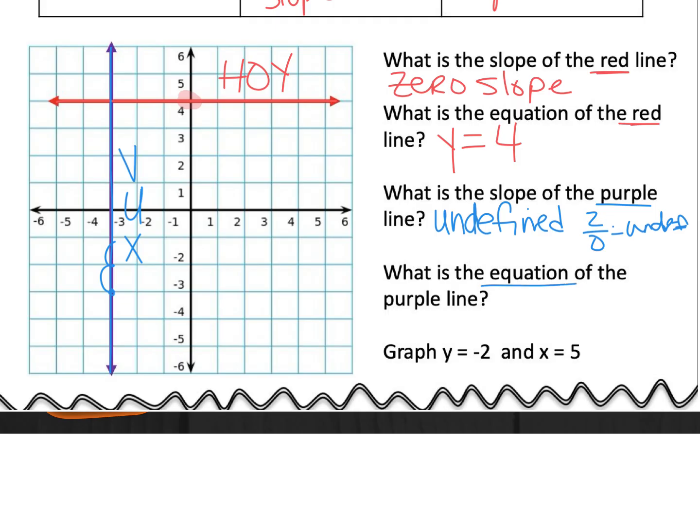What is the equation of the purple line, right? X equals, where did I cross my x-axis? X equals -3.